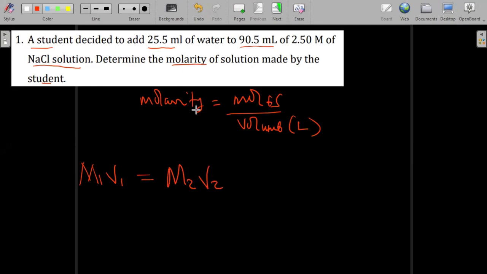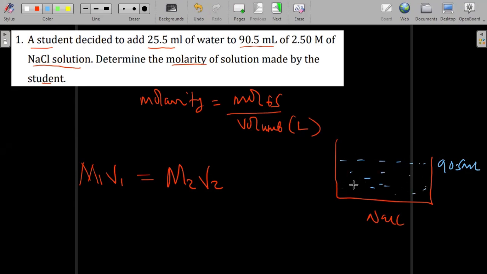If I draw the scenario that is happening here, you have this sodium chloride solution in this jar. They are saying the volume of this sodium chloride is 90.5 milliliters, and the concentration it has is 2.5 molar. This capital letter M means moles per liter. Whenever you see a capital letter M, just know it's moles per liter. So this solution has a concentration of 2.5 molar, or 2.5 moles per liter.